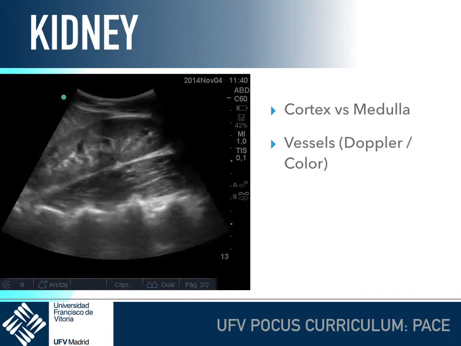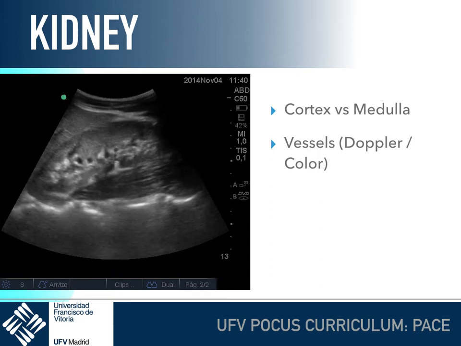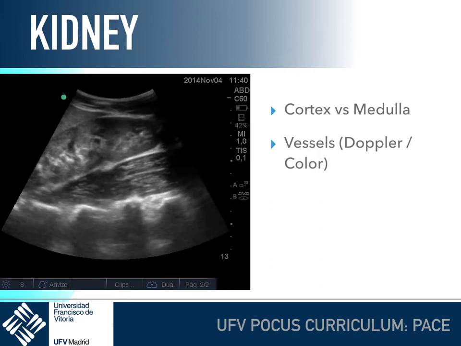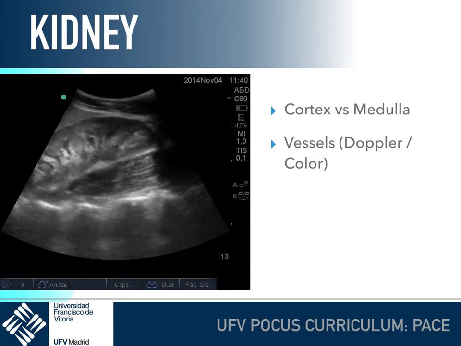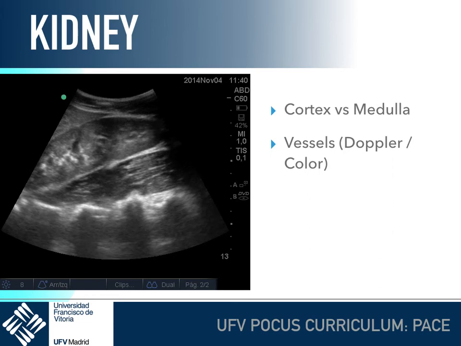The ultrasound appearance of a kidney is really characteristic, in which we can distinguish the cortex versus the medulla. The cortex is more hypoechoic and the medulla is supposed to be hyperechoic. There are some black structures inside. There are mainly vessels. So to be sure that the black structures we are evaluating are vessels, we can place the Doppler or the color inside them.